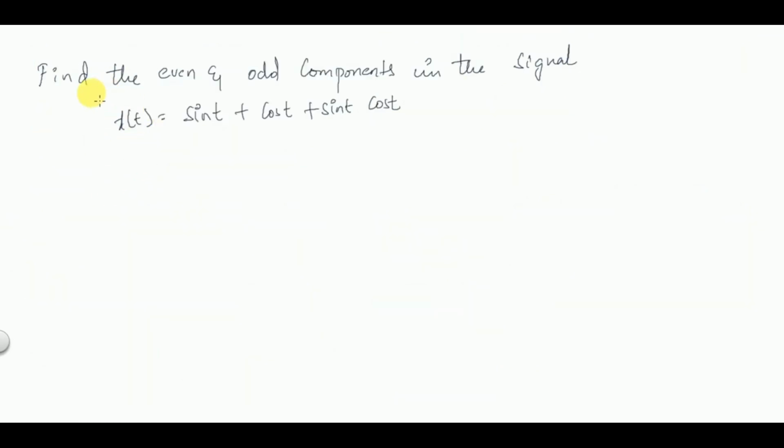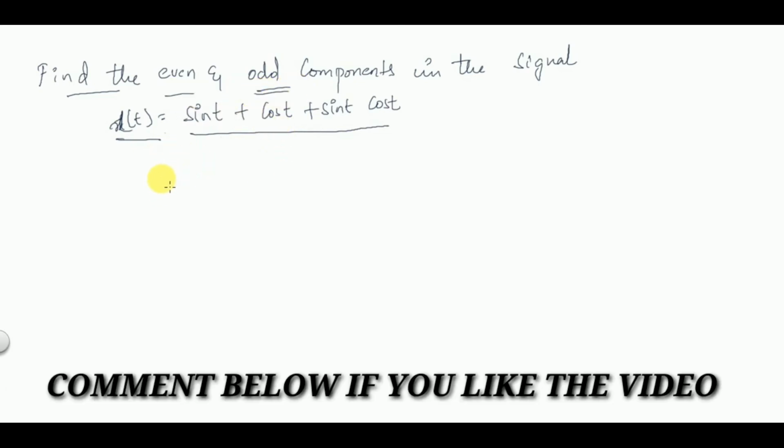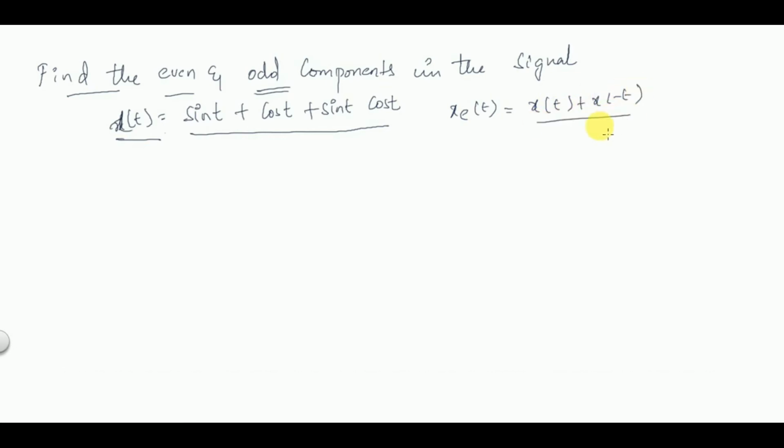So next we'll see one of the questions. How to find even and odd components. If you are given a signal like this, x of t is equal to sine t plus cos t plus sine t cos t, and you are asked to find the even and odd components present in the signal. I have told you the even component formula is x of t plus x of minus t divided by 2, and similarly the odd component formula is x of t minus x of minus t divided by 2. So we have x of t and now we have to find x of minus t.